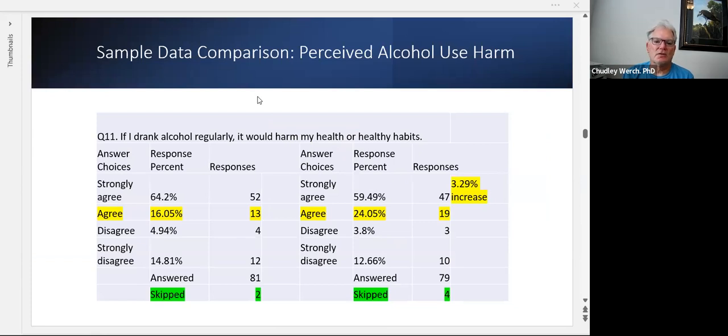That's that risk factor, alcohol use harm. It was question 11: if I drank alcohol regularly, would it hurt my health or healthy habits? Pre-test is on the left, post-test is on the right. We found movement in the agree answer only, positive movement, where 16% said they agreed if they drank, it would harm their health at pre-test, and that went up from 16% to 24%.